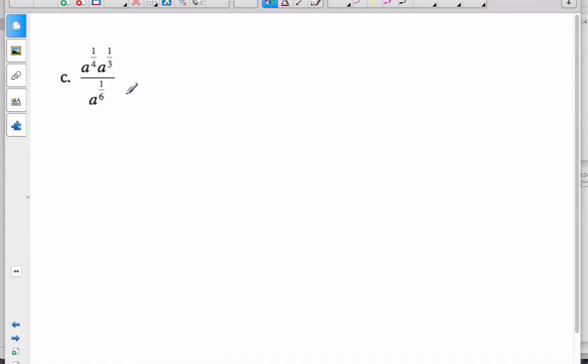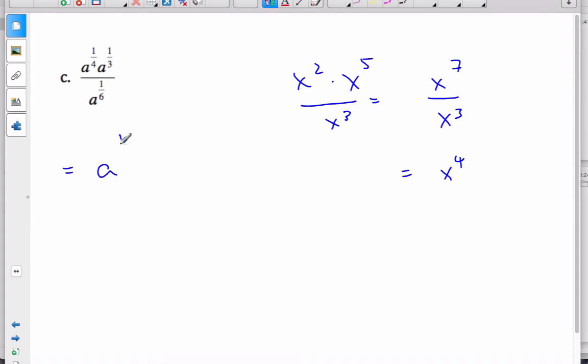And finally, the last one here. If I had this problem, x squared times x to the 5th over x to the 3rd, you would simply add those to get x to the 7th, and then you would subtract those to get x to the 4th. Well, these numbers are no different. These exponents, though fractions, the same operations apply. And so I'm going to go a to the 1/4 plus 1/3 over a to the 1/6.